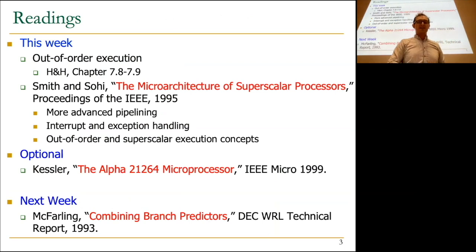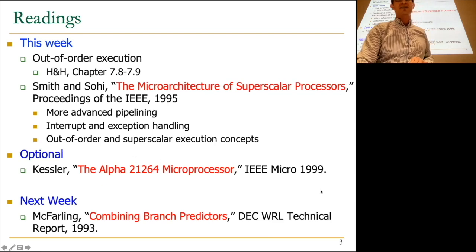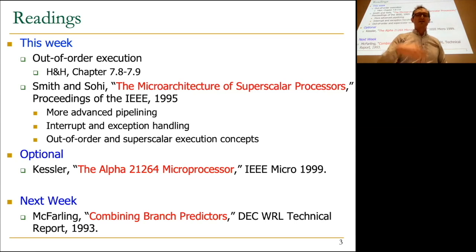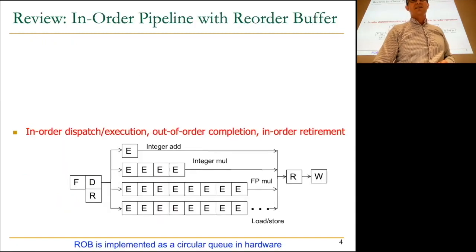Okay, these are your readings. I think you've seen a lot of these, except for this optional one. This optional one covers a state-of-the-art processor in 1999. A lot of the principles remain the same today. Today, there are a lot more optimizations. And next week, we're going to cover branch prediction, which is essentially how to keep the pipeline full in the presence of conditional branches. And this paper covers a lot of interesting ideas in the 1990s, let's say. Of course, we're going to look at much more advanced ideas this week.